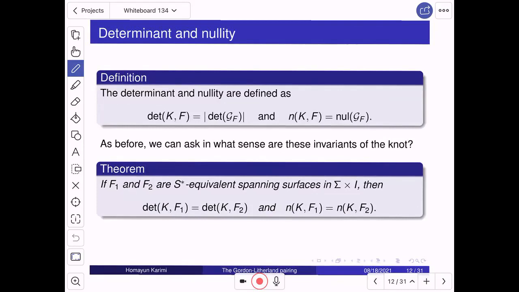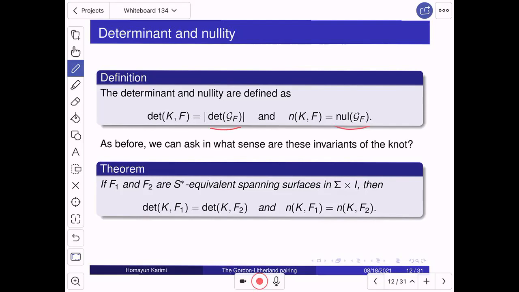And now we can also define other invariants such as determinant and nullity. The definition is as usual. The determinant of the knot K with respect to spanning surface F is the absolute value of the determinant of the matrix G_F, the Gordon-Litherland matrix, and the nullity of the knot K is also defined to be the nullity of that matrix.